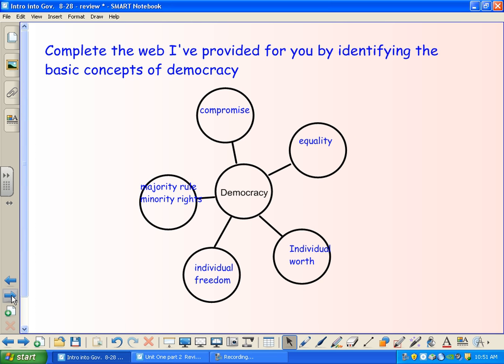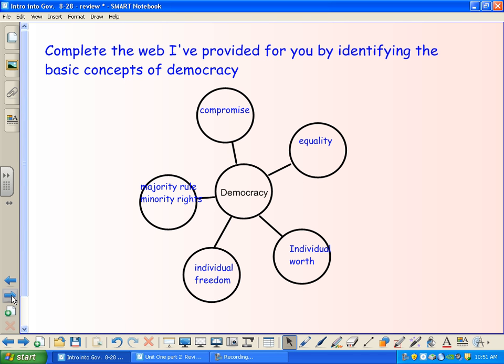All right, so I'm going to begin with talking to you about the web we created with regards to the 5 concepts of democracy. I've already got them up there for you. They are compromise, equity, individual worth, individual freedom, and majority rule and minority rights. Now, I asked you to explain those, and if you need to, I gave you a packet that went over these. Please review that packet because that's important. Of course, briefly I'll go over them.